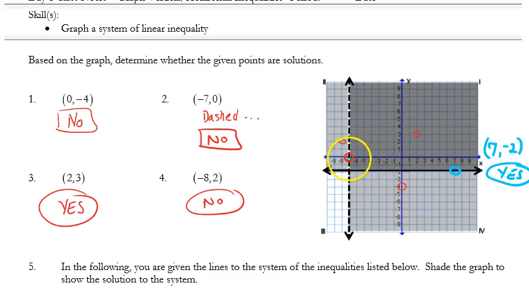Another one to talk about real quick would be one like (-10, -2). It's on a solid line, but it's not at the shaded area. That's a no. Even though it's on a solid line, that means it's a solution to that inequality, it's not a solution to the other one because it's not next to the shaded area.